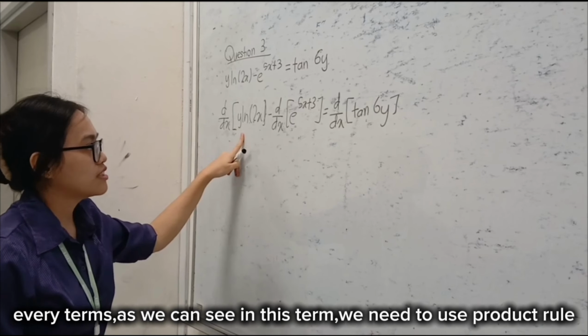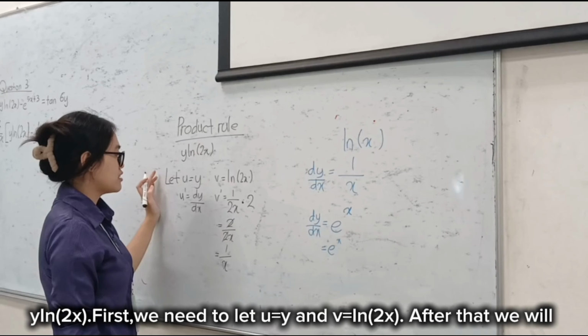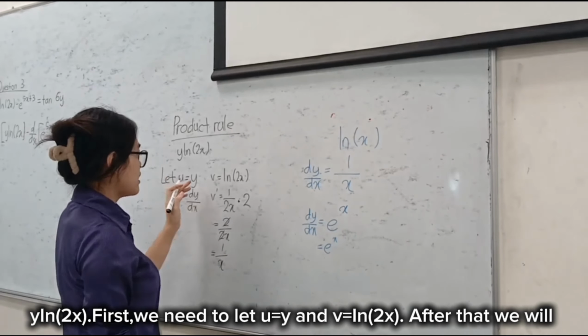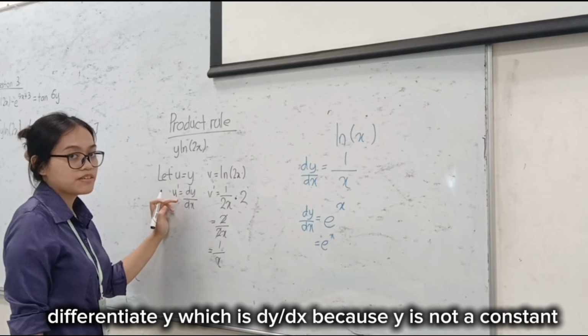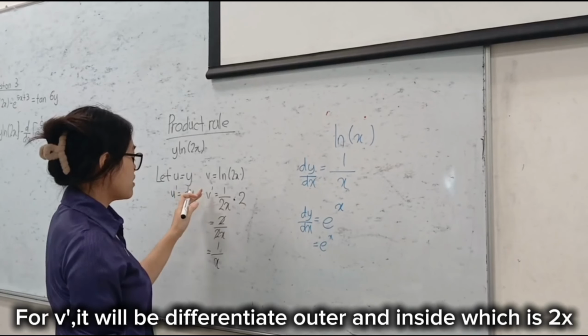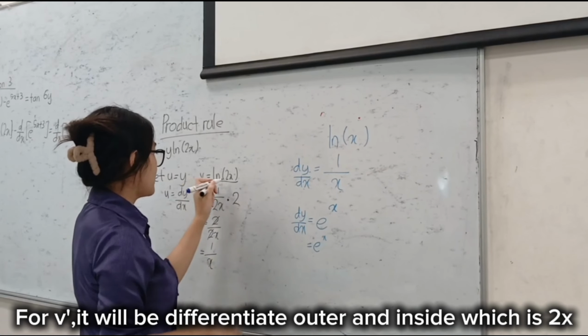In these terms, we need to use the product rule, which is y ln 2x. First, we need to let u equal to y and then v equal to ln 2x. After that, we will differentiate y, which is dy over dx, because y is not a constant. And then here for v prime, we will differentiate outer and inside, which is 2x.